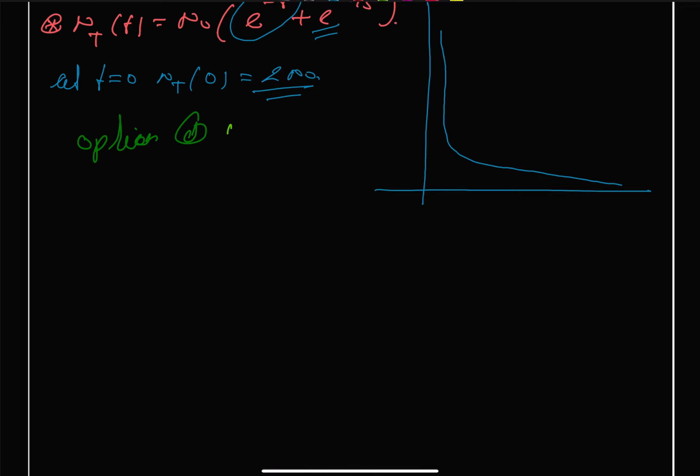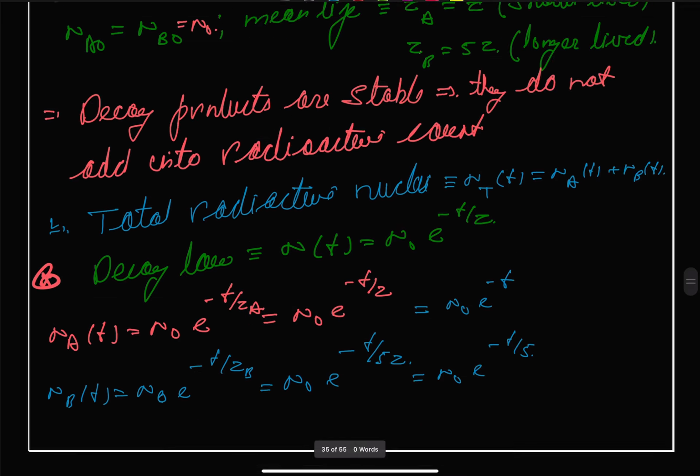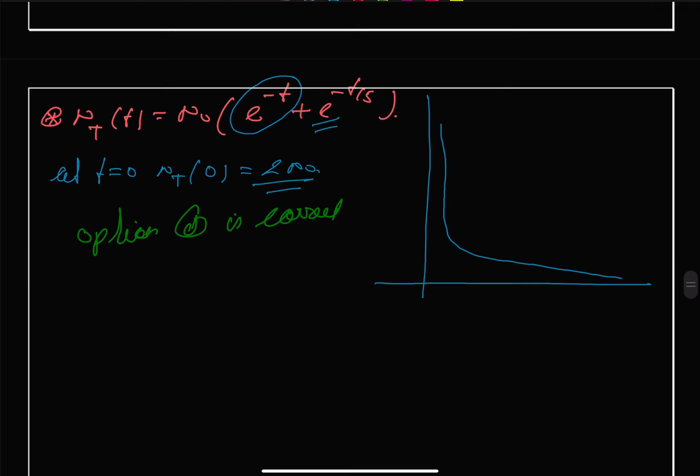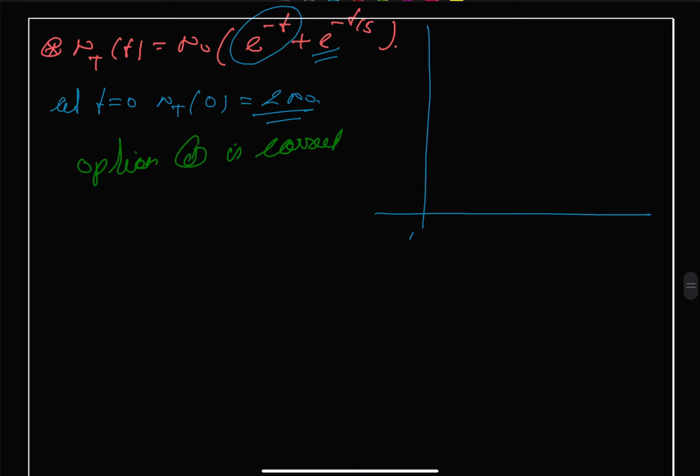D is correct. Small correction, I think, because like I said, at t is equal to 0, it is going to start from a value that is about 2 n naught. So it is going to start from here, drop very sharp, and then asymptotically reach a 0 value. So option D is correct. Next question.